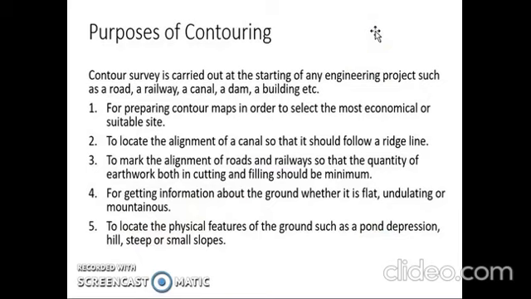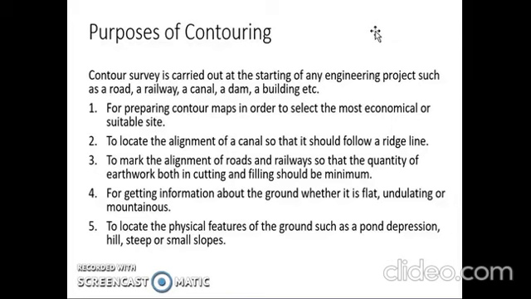Purpose of contouring: the contour survey is carried out at the starting of any engineering project such as a road, a railway, a canal, dam, etc. This is done usually for preparing contour to select the most economical or suitable site, to locate the alignment of canals so that it should follow a ridge line. It is done also to mark the alignment of roads and railways so that the quantity of earthwork both in cutting and filling should be minimal. It is also for getting information about the ground, whether it is flat, undulating or mountainous.